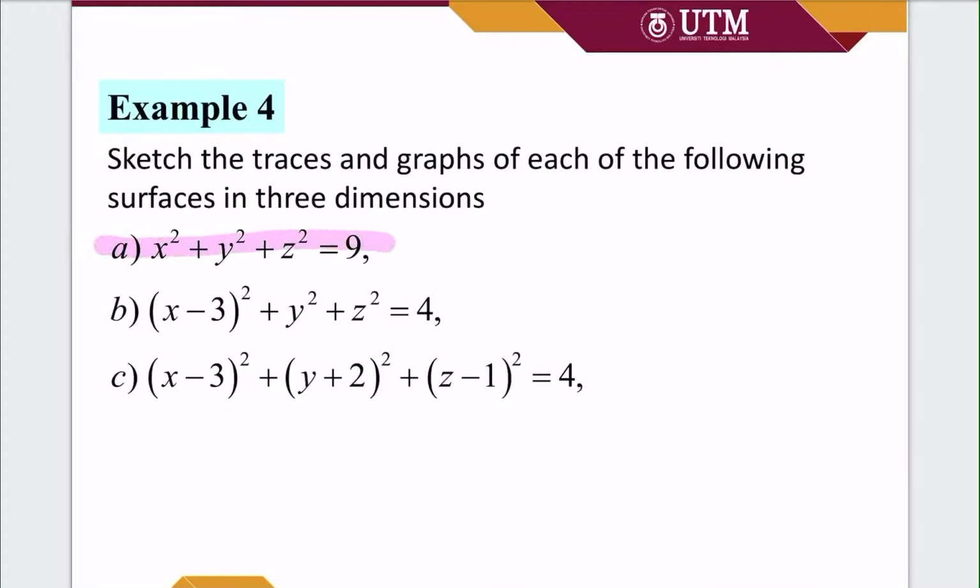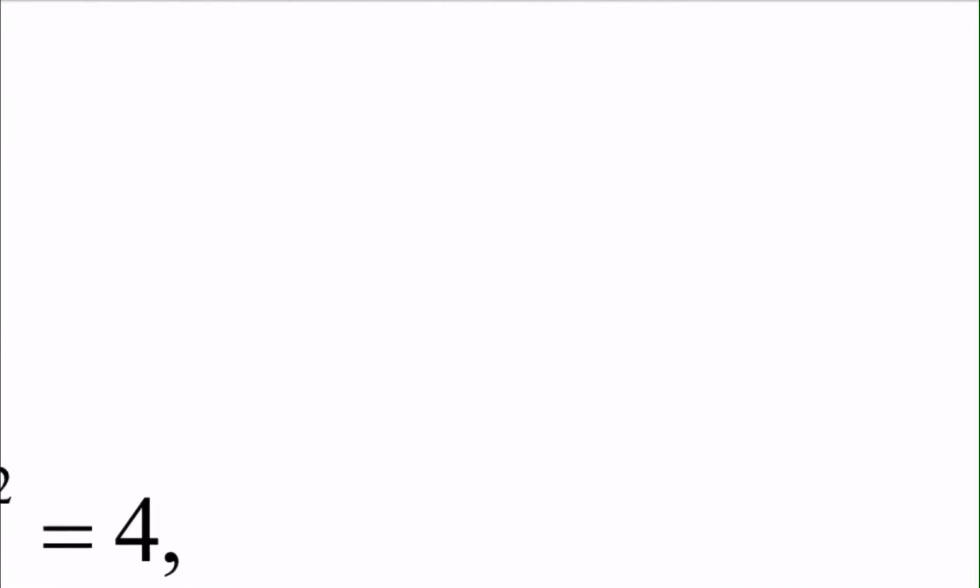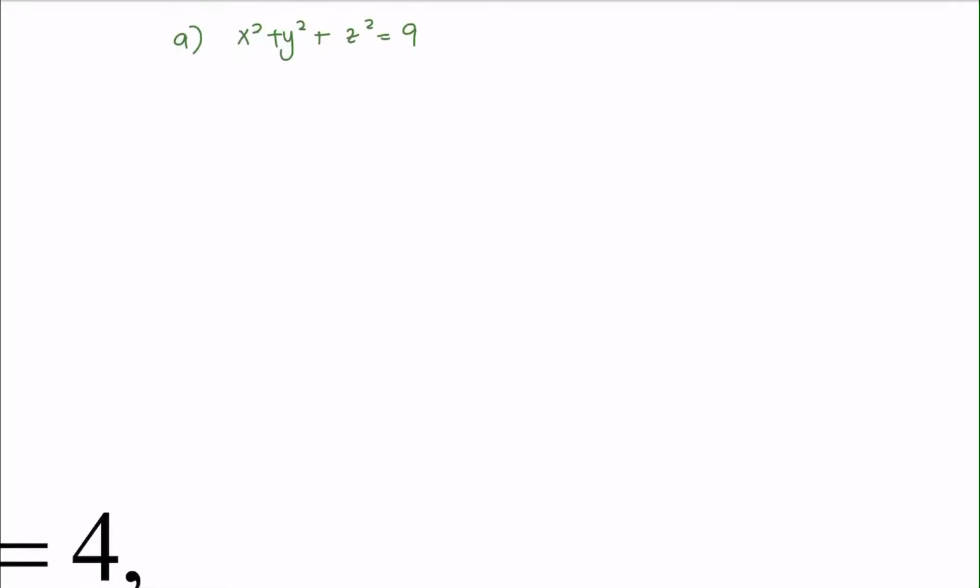Equation A: x squared plus y squared plus z squared equal to 9. So let's try to do it. First, of course, we need to have the 3 traces. So what are the 3 traces? The first one is when x is equal to 0, so we will have y squared plus z squared equal to 9.